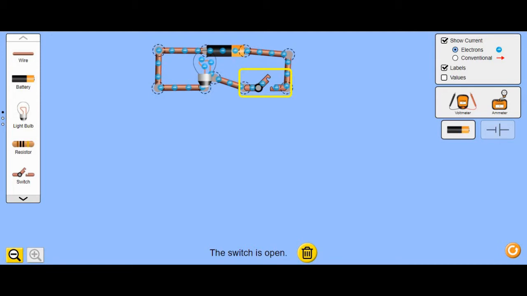So now students, and even teachers, can get a very clear concept of open and closed circuits, and students, you can also make your own circuit diagrams with the help of this virtual lab, right?